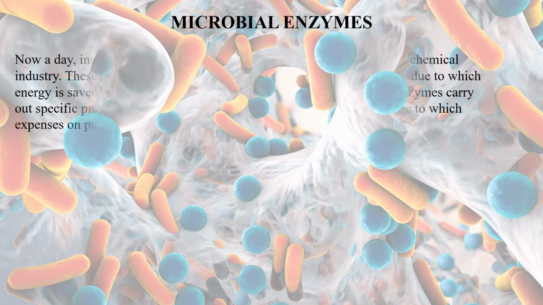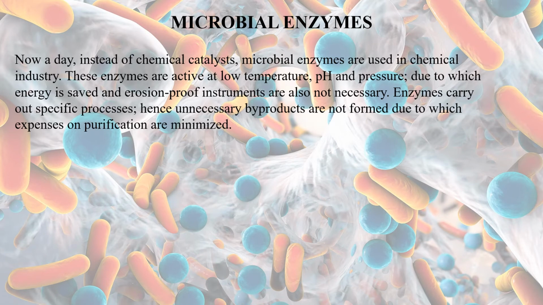Microbial enzymes. Nowadays, instead of chemical catalysts, which help to increase the speed of the chemical reaction and make it much faster. Okay, so I hope now you know what is the meaning of catalyst. Microbial enzymes are used in the chemical industry. These enzymes are active at low temperature, pH and pressure, due to which energy is saved and erosion-proof instruments are also not necessary.